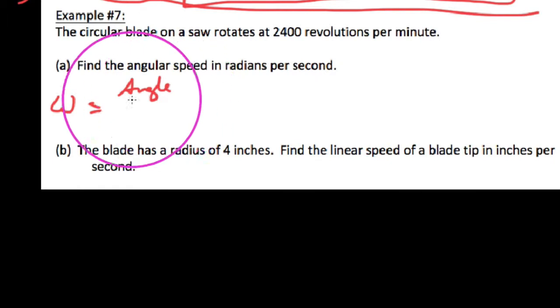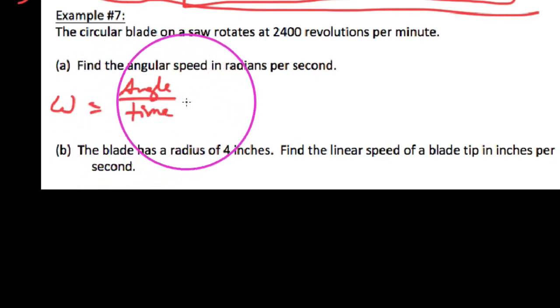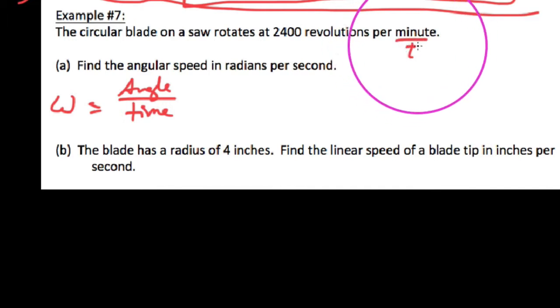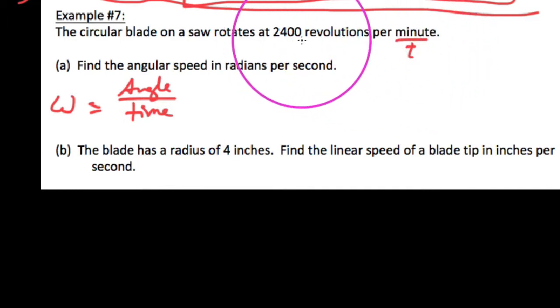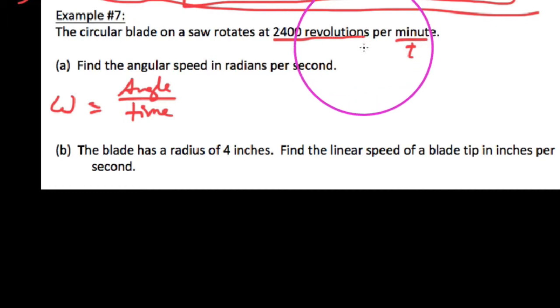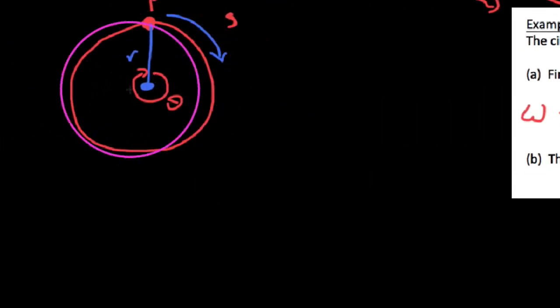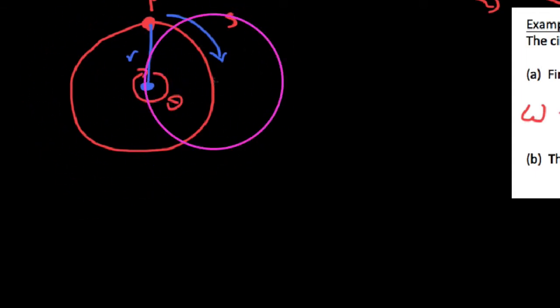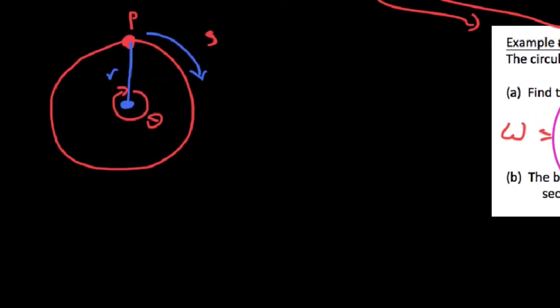Angle over time. When somebody gives it to you in revolutions per minute, they've given you the time as 1 minute, but they didn't give you the angle. They told you how many revolutions you went. If we consider this as our buzz saw with the blades spinning around and around, what would 2400 revolutions be as a measurement of angle?